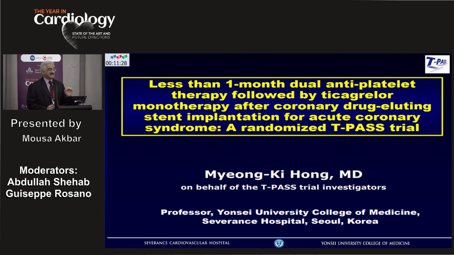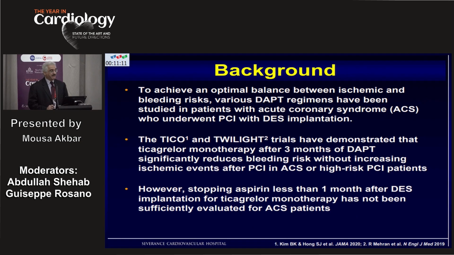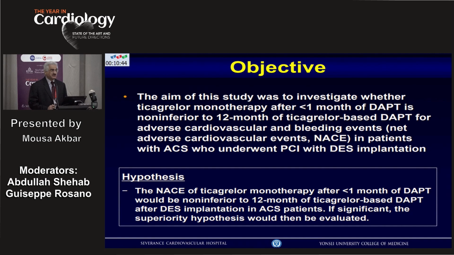This is the first time to present less than 1 month of dual antiplatelet therapy followed by ticagrelor monotherapy after acute coronary syndrome. And this was done in East Asia, in Korea. The background behind it is that they have data, TICO also from Korea, and TWILIGHT by Roxana Mehran and the group, demonstrating that ticagrelor monotherapy after 3 months of dual antiplatelet therapy significantly reduced bleeding risk without increasing ischemic events in patients with high risk PCI. So the objective is to test for the first time whether we can use less than 1 month of dual antiplatelet therapy followed by ticagrelor and compare it to usual dual antiplatelet therapy, testing for non-inferiority, and if it is positive, then we'll go for superiority.